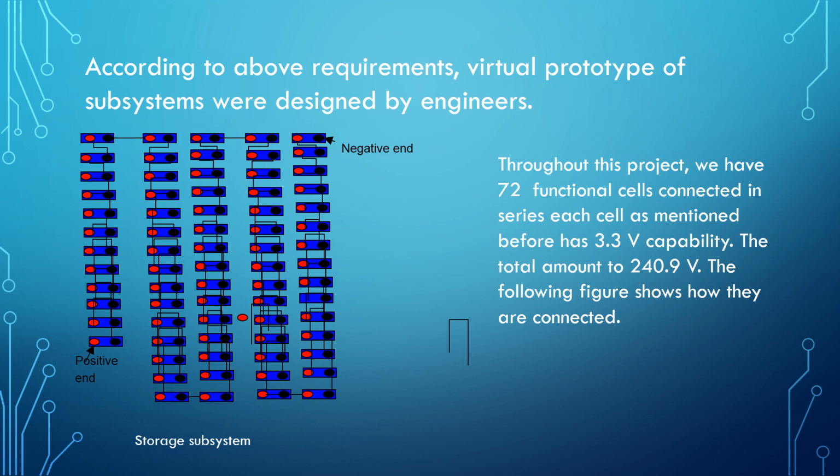So we have the 72 functional cells connected in series, and each cell, as mentioned before, has 3.3 volt capability, and the total may be around 240 volts. And you can see the battery connection here. You can easily see they are connected in series, and we have the negative end and the positive end.